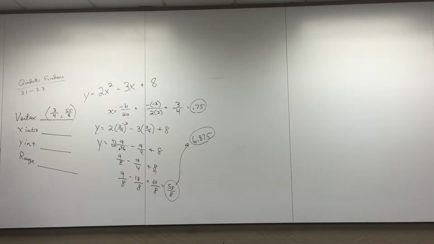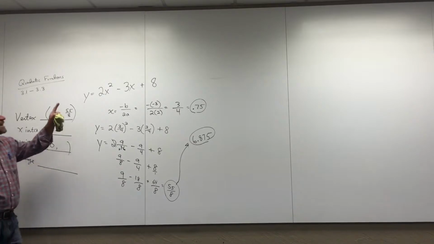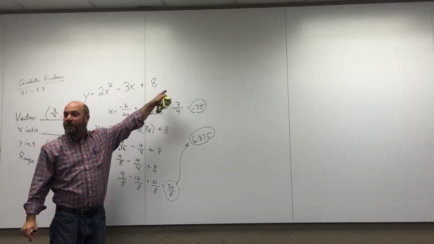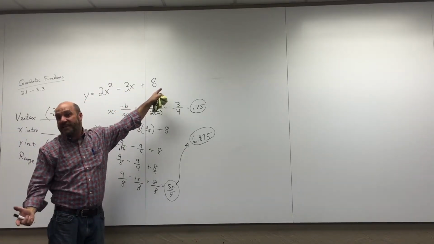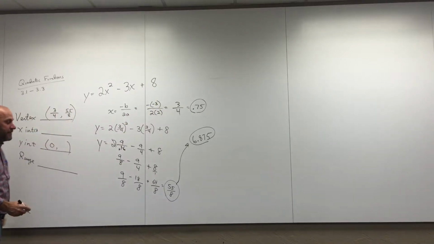Hey, let's keep going. The hard part is always the x-intercepts. We'll skip over those. How do you get a y-intercept? You plug in a 0 for x, and what do you always get? Bam, bam. C. You get that number. You call it C. Yeah, it's 8.